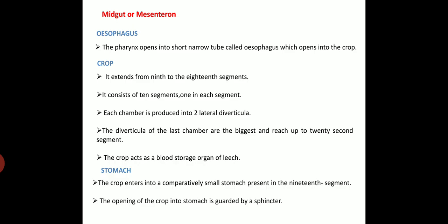Each chamber is produced into two lateral diverticula. The diverticula of the last chamber are the biggest, and they reach up to the 22nd segment. The crop acts as the blood storage organ of the leech. The next part is the stomach. The crop enters into a comparatively small stomach present in the 19th segment. The opening of the crop into the stomach is guarded by a sphincter.